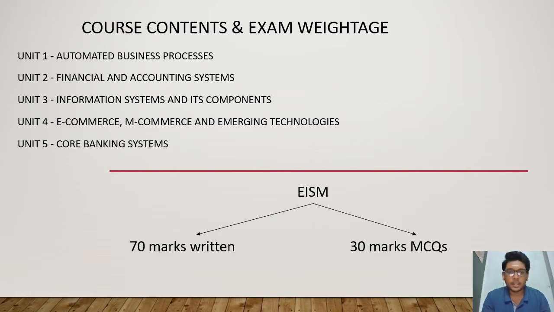The exam pattern of EIS is divided into two parts. 70 marks is for written, 30 marks is for MCQ. The MCQ paper will be given and you will have to mark it separately. The question papers are two different things. The MCQ paper and the question paper have to be returned at the exam hall.